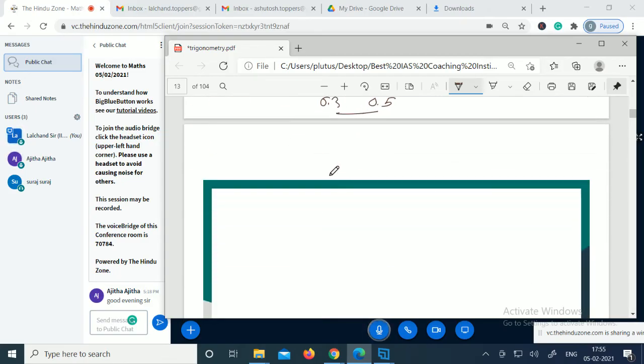Okay, now come to the second question. Find f(x) equal to cosec square x plus 25 sec square x. Find the range. How are you going to solve this kind of question?